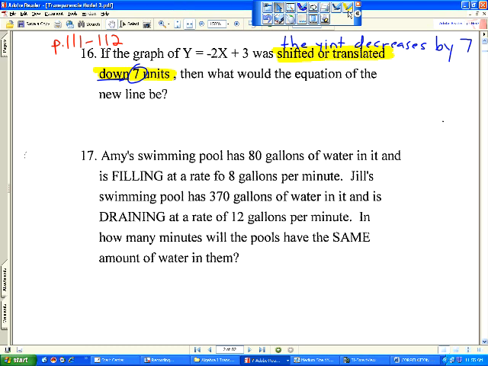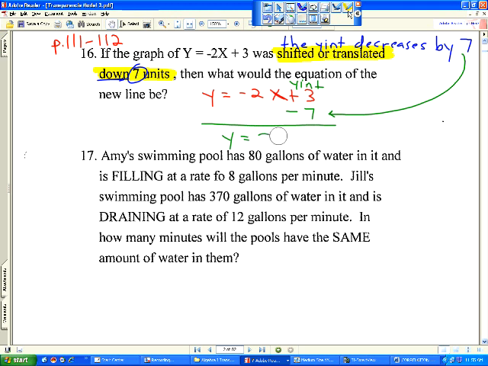We want the equation of the new line, and so we're going to start with the original, y equal negative 2x plus 3. Which of those two numbers represents our y-intercept? The plus 3. We're going to do what the translation means. It means to decrease the y-intercept by 7. So my new equation is y equal negative 2x minus 4.